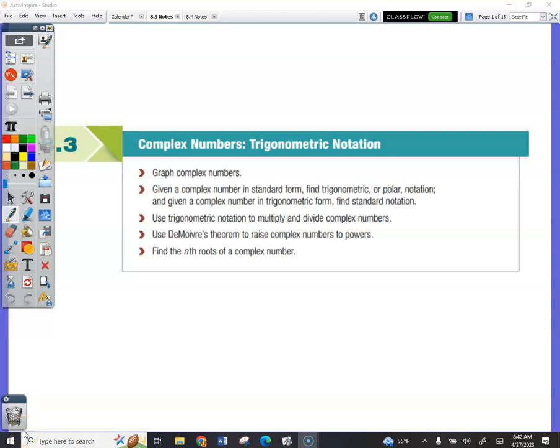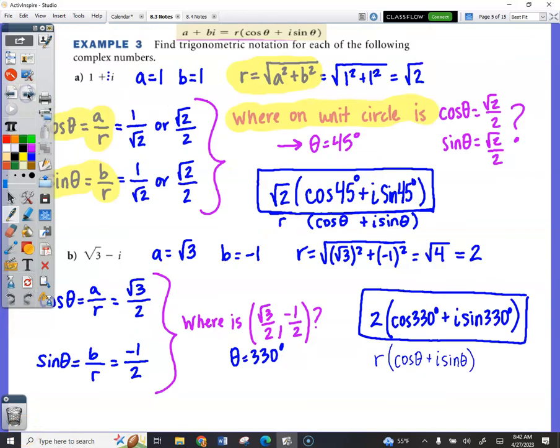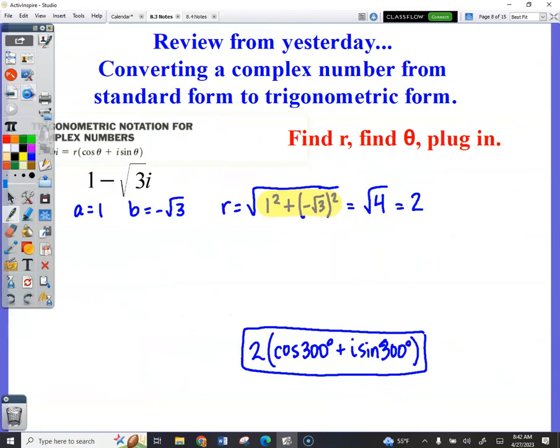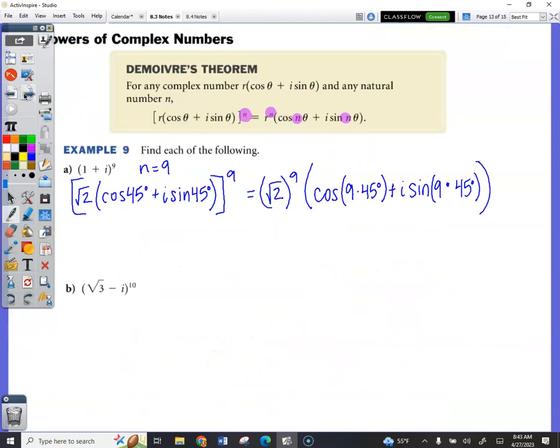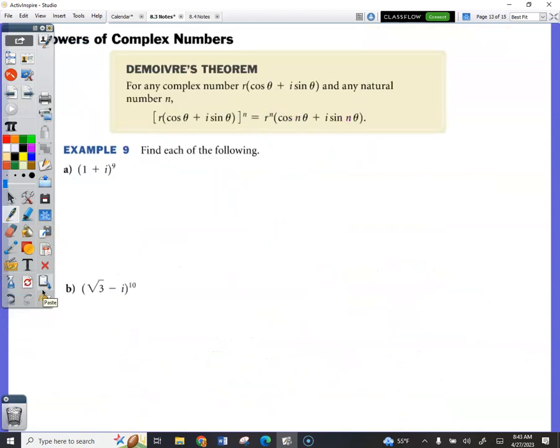So the last slide in 8.3 is when you're taking a complex number in trig form and you're raising it to a higher power. And it's just a matter of plugging it into the formula. You need to understand how to read the formula. The left side is showing you that a complex number in trig form is being raised to the nth power. The right side is the actual formula.